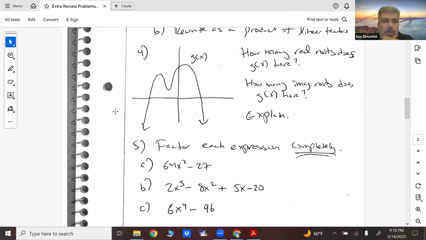How many roots does this have? Well, obviously there are 2. Now, if you count it, 1, 2, there's 3 turning points. 3 turning points means degree 4. So that means that the other 2 are imaginary. And the explanation is right there: 3 turning points creates degree 4. Questions on that one?